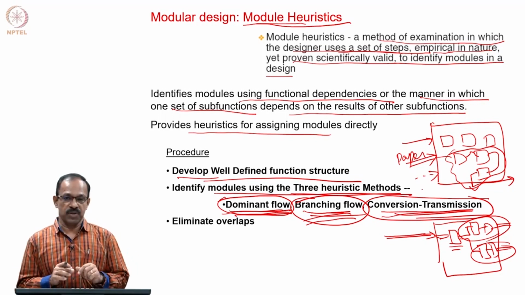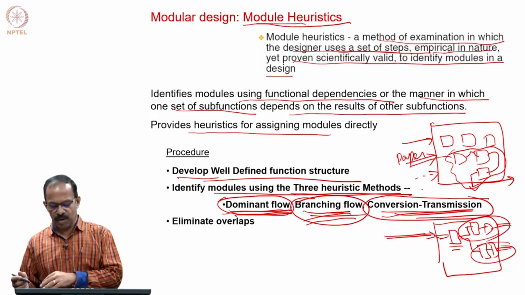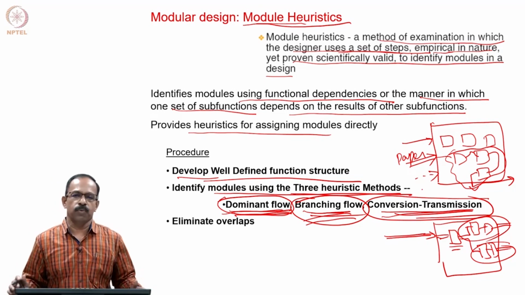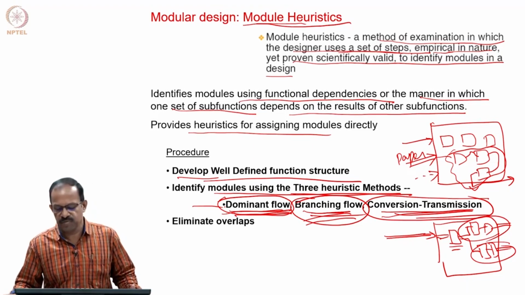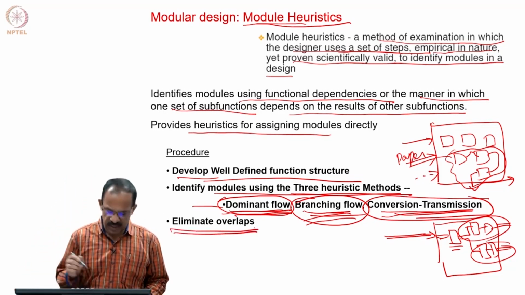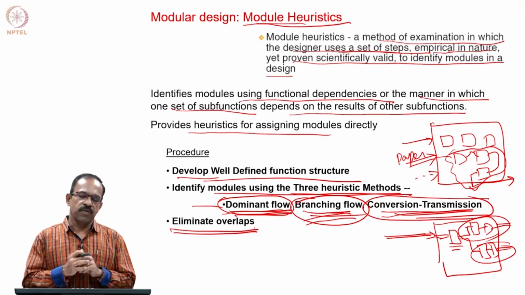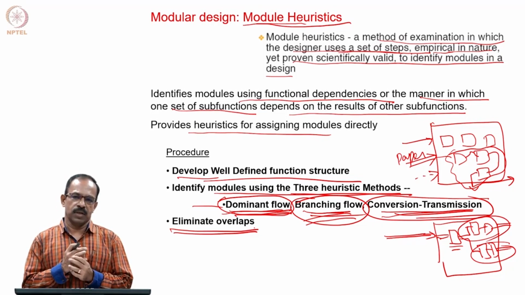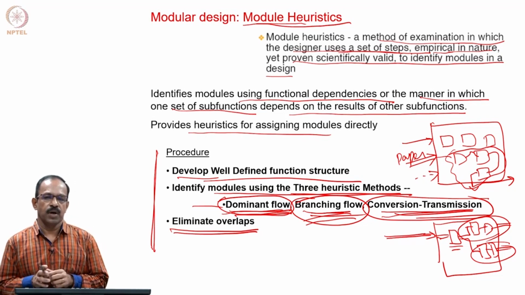There will be a lot of overlaps also happening, because a dominant flow module may be part of the conversion transmission module, or it can be part of the branching flow module also. But we will try to identify all possible modules using the three heuristics, that is the dominant flow, branching flow and conversion transmission heuristics, and then try to eliminate these overlaps. So, based on all these identified potential modules, we identify the overlaps and then eliminate them and create the modules. That is basically the procedure for heuristics based module identification.